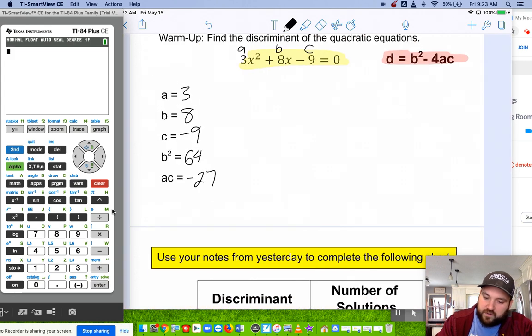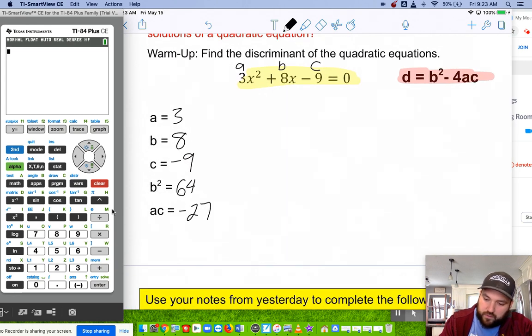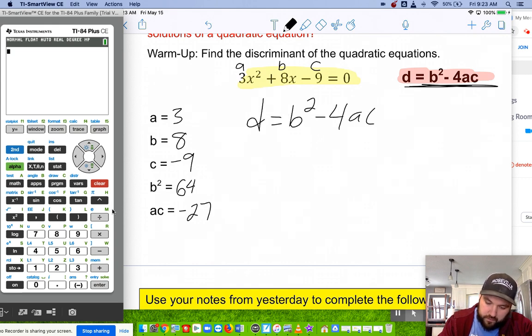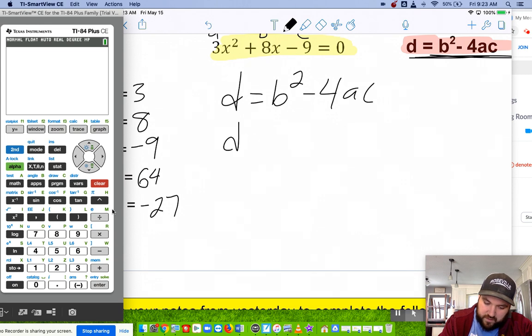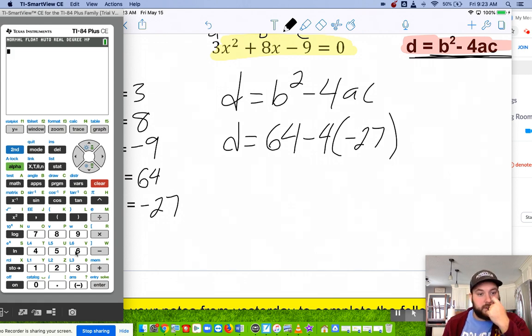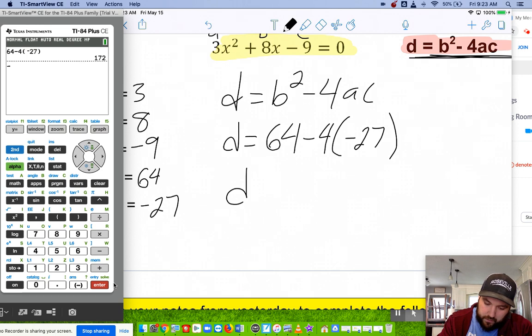So to find the discriminant, we are going to do b squared minus 4ac. B squared is 64. AC is -27. So I'm going to go ahead and type that in the calculator. So I get 172.